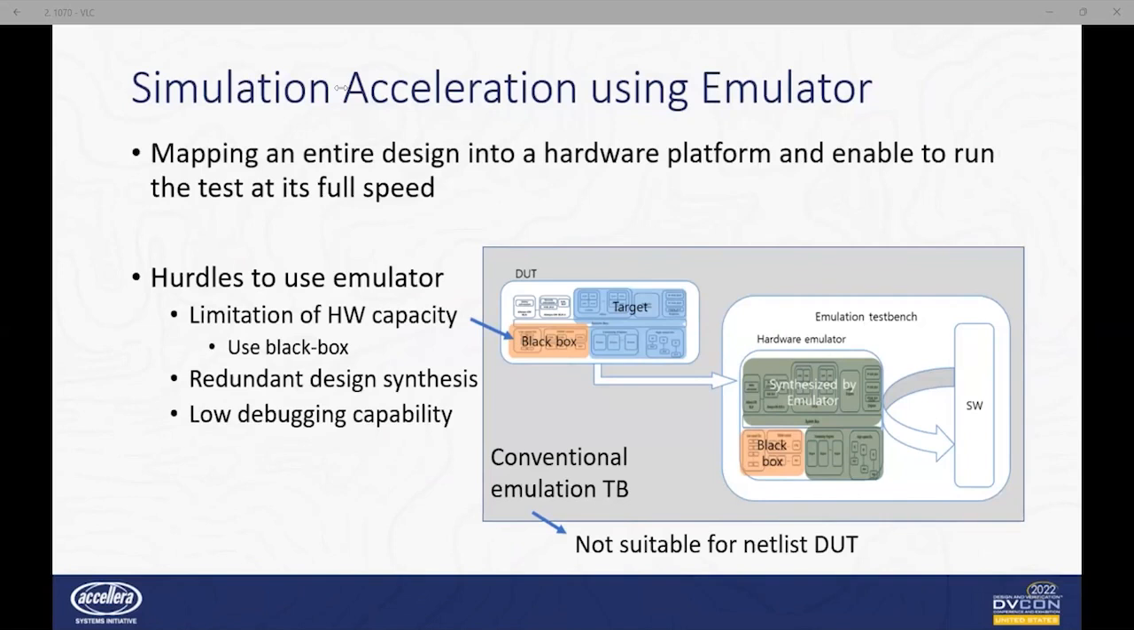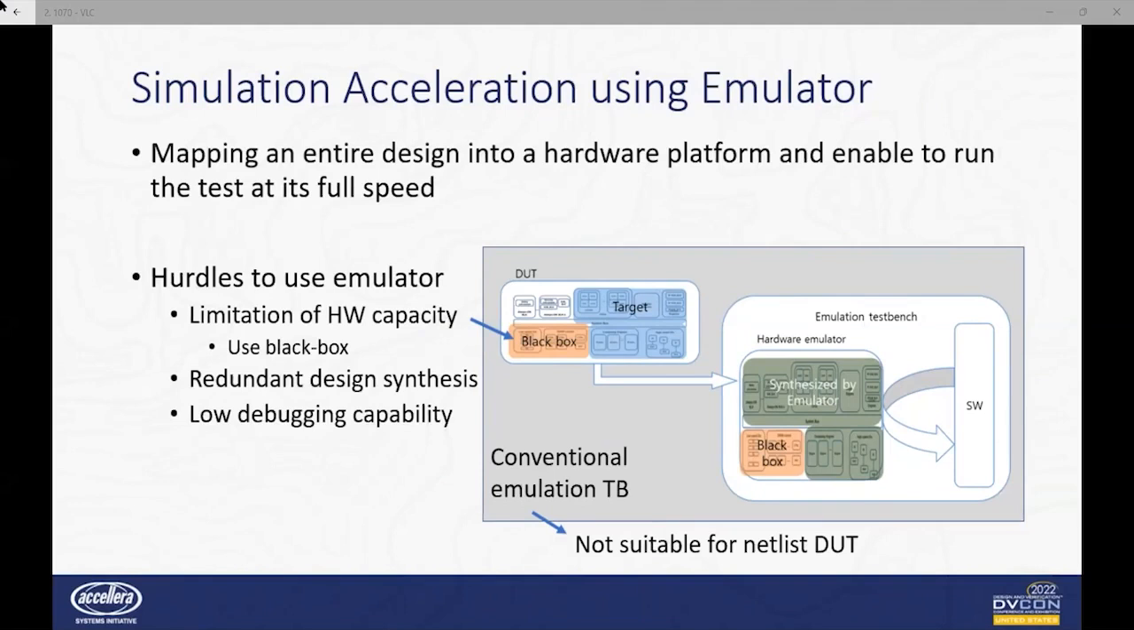Using emulator can be a good solution. We can map the design into hardware platform and utilize the full hardware speed. But to use emulator, we must resolve the following emulator hurdles: the limitation of hardware capacity, redundant design analysis flow, and low debugging capability.